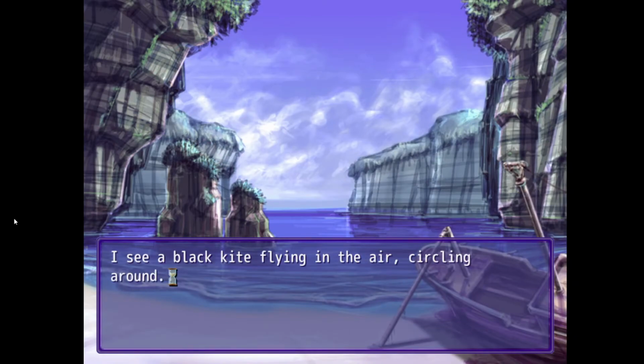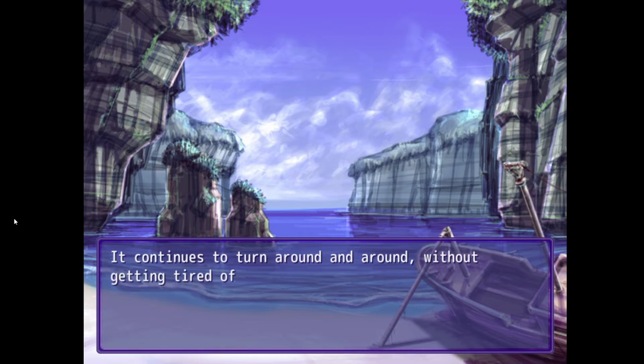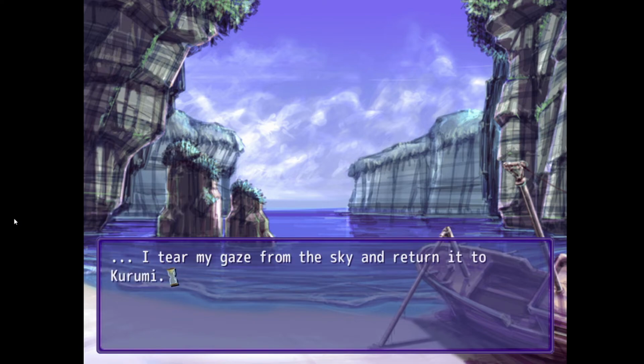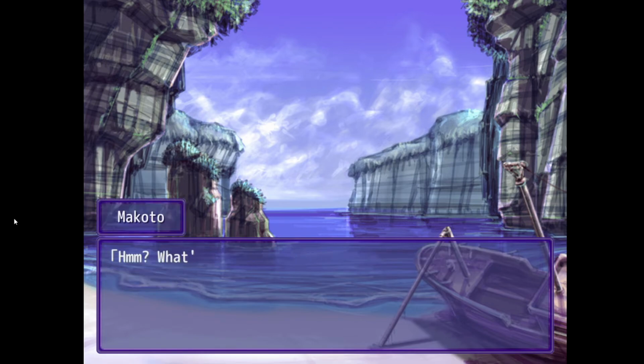Suddenly, I look up at the sky. I see a black kite flying in the air, circling around. It continues to turn around and around without getting tired of flapping. Just then... Huh? I tear my gaze from the sky and return to Kurumi. What's wrong? No, it's nothing.